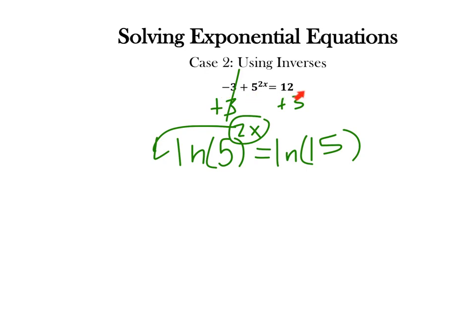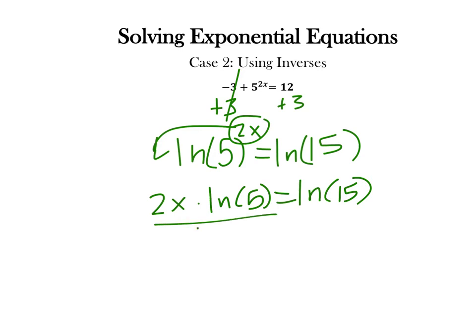When you have many things going on here, make sure that this part is completely isolated. So move everything over, use PEMDAS, use all that stuff, right? Move it across, divide, do the opposite. Once it's by itself, then you can bring the exponent down by using the natural log properties. So this is what I'm left with: 2x times the natural log of 5 equals the natural log of 15.